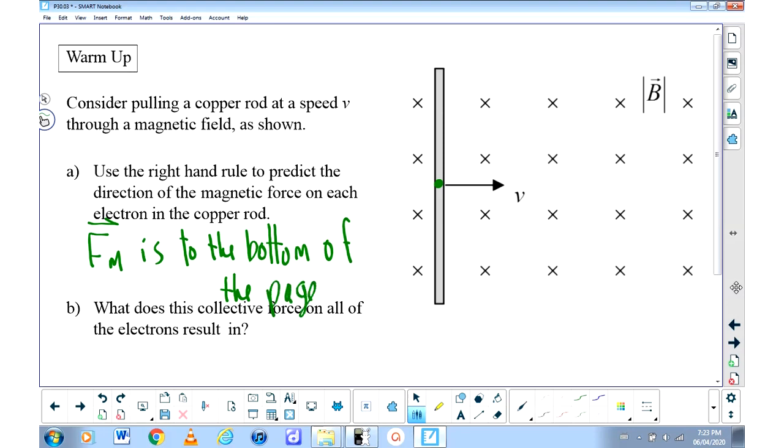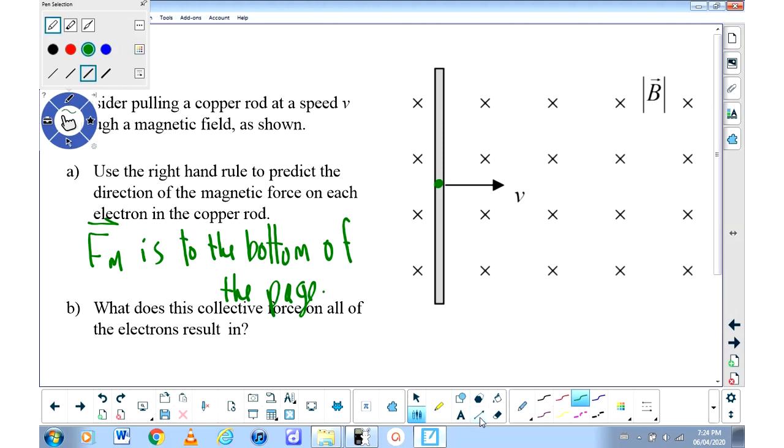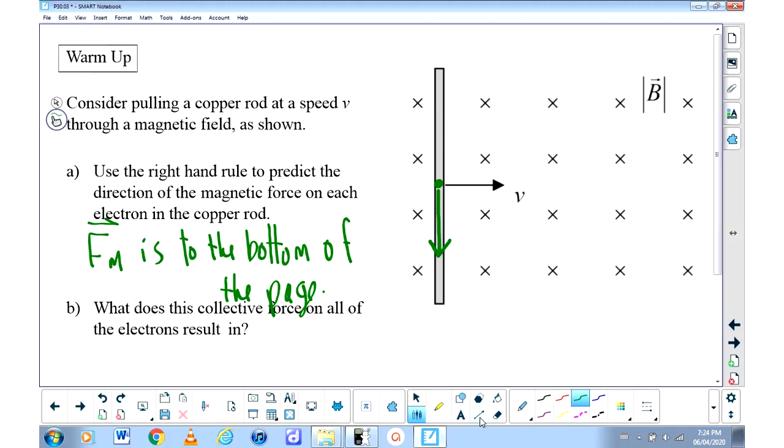Now, the next question is, now all of a sudden I've switched to a collective force on all of the electrons, what does that result in? Because that one electron, which is negative, is forced out of the back of your hand, and that means that electron is forced towards the bottom of the page, but every electron is forced towards the bottom of the page. So yes, there's a magnetic force on that electron, but all of the electrons are forced in that direction. So what does that result in? It results in the top of this rod being positive and the bottom of the rod being negative.